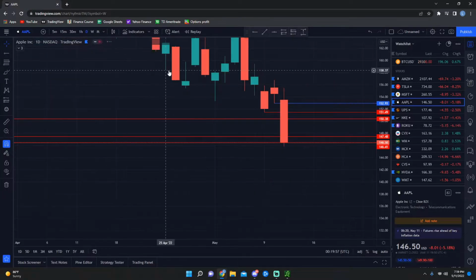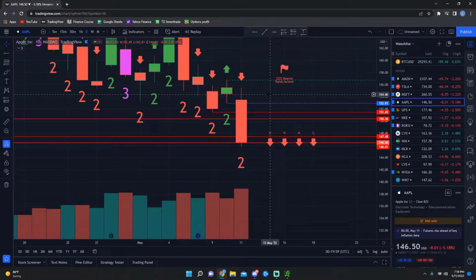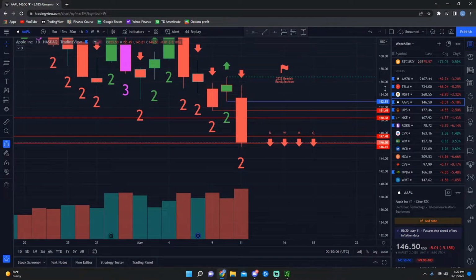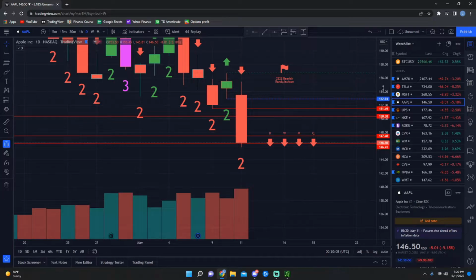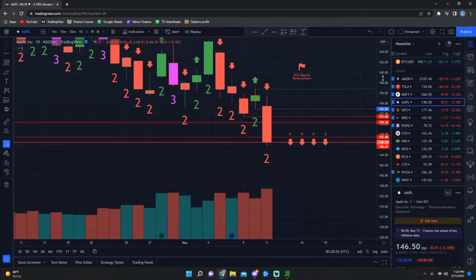I did not see this one, and again, this was a continuation. So continuation plays work perfectly fine. It does not have to be an inside. I just typically play insides because they do usually end up being better. But actually, I think almost every play I've done on Apple, I've gotten over 100% on every Apple play I've ever done, and I'm pretty sure all of them have been continuation plays. So Apple is definitely one of my favorite stocks to trade.